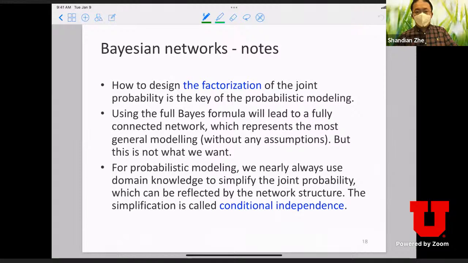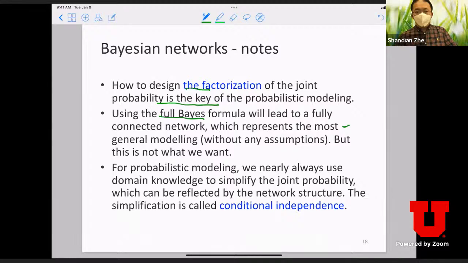So the second thing I think is even more critical. How to design the factorization of the joint probability is the key to the probabilistic model. If you just use the Bayes rule, the full Bayes formula, to decompose your joint distribution, it is actually not informative at all, because for any joint distribution you can decompose it in that way: P of x1 times P of x2 given x1, P of x3 given x1, x2, and so on. In fact, the value of your Bayesian network modeling is how you simplify this structure, and this is reflected in a graphic structure.